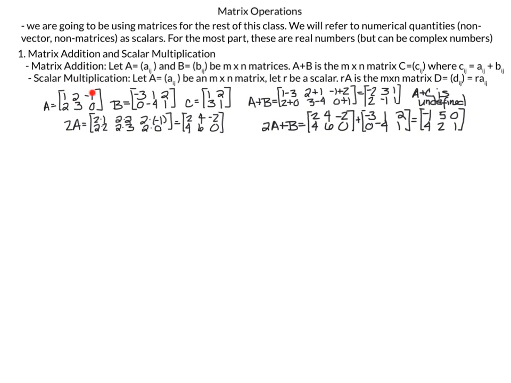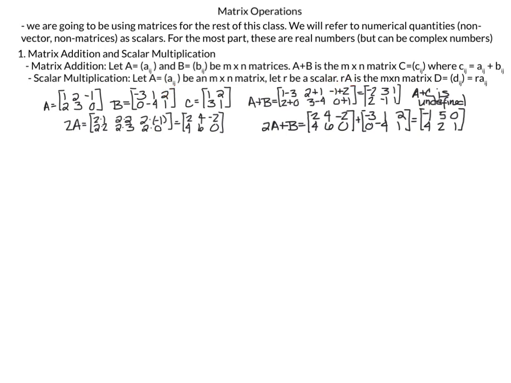So for an example, if this is A and this is B, then for A plus B, the 1,1 component of our resulting matrix will be the 1,1 component of A added with the 1,1 component of B. So we have 1 minus 3. For the 1,2 component, that's the first row, second column, we will add the 1,2 component of A with the 1,2 component of B. So that will be 2 plus 1. And for the 1,3 component, that's the first row, third column, we will add the 1,3 component of A, which is negative 1, and the 1,3 component of B, which is 2.